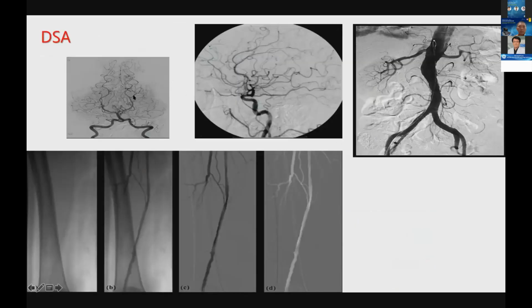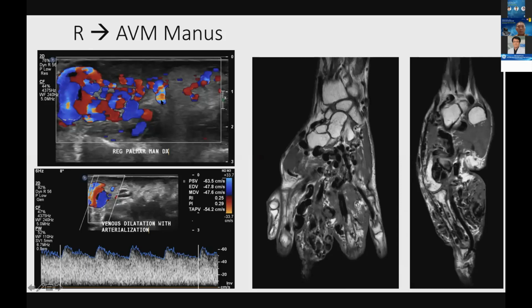DSA can be used not only in the brain, but also the abdomen and the extremity. One case is an AVM in the hand, a very hypervascular lesion. This is the nidus. We can see very high flow, and this is venous dilatation with arterialization, the shunt type of the spectrum.